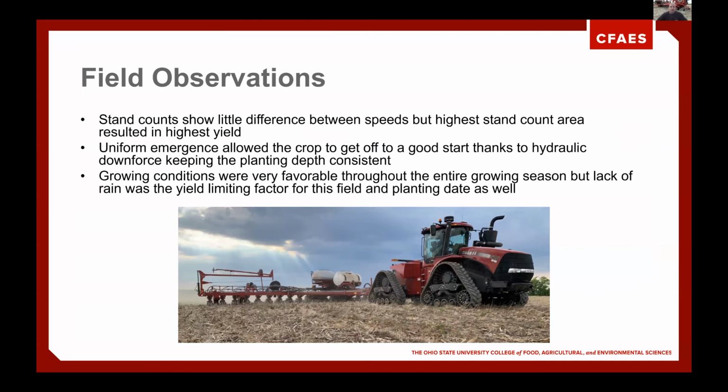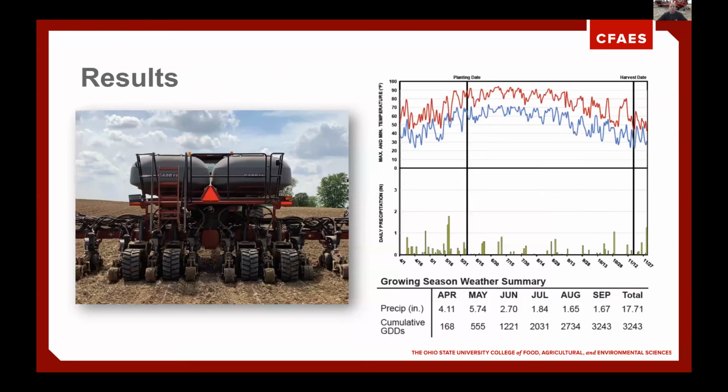So field observations for 2020, the stand counts, as we will show those results here in a few slides, show little difference between speeds, but the highest stand count area did result in the highest yield. Uniform emergence allowed the crop to get off a good start, thanks to hydraulic downforce keeping the planting depth consistent. We did have a wet spring, but we turned into a very dry summer. Growing conditions were favorable, but the yield limiting factor in the field was planting date as well as lack of moisture. But we had very little disease from 2020.